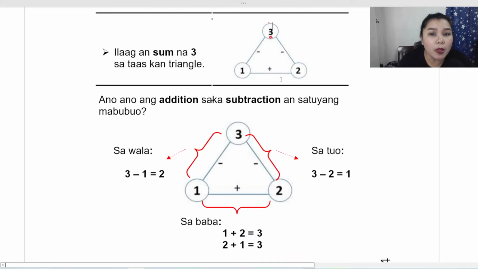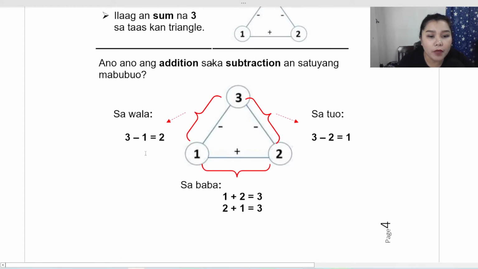And how can we use that in subtraction? Ano ang addition sa subtraction? Ano ang mabubuo? So, we have here 1 plus 2 equals 3, or we can have 2 plus 1 equals 3 because in addition, pwede siyang magkabaliktaran. And aside from the addition sentences, we can also come up with a subtraction sentence. So, using the same numbers, 3, nakikita nyo to, na minus sign.